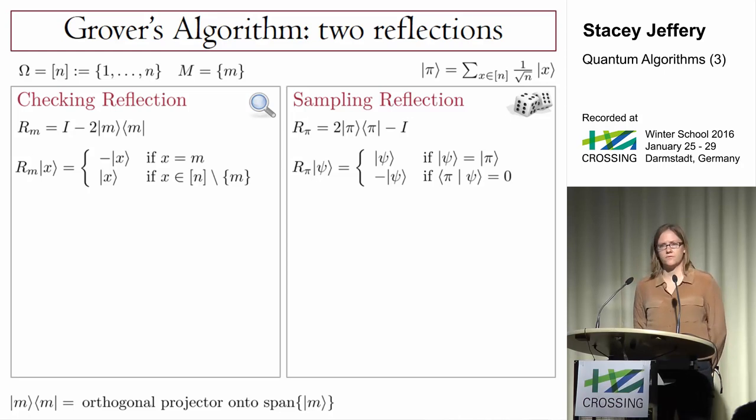Okay, so we have these two reflections. The checking reflection is just going to put a minus in front of the marked state and fix everything orthogonal to the marked state. And the sampling reflection is going to fix this vector pi, which is a uniform superposition, and it's going to put a minus in front of everything orthogonal to pi.